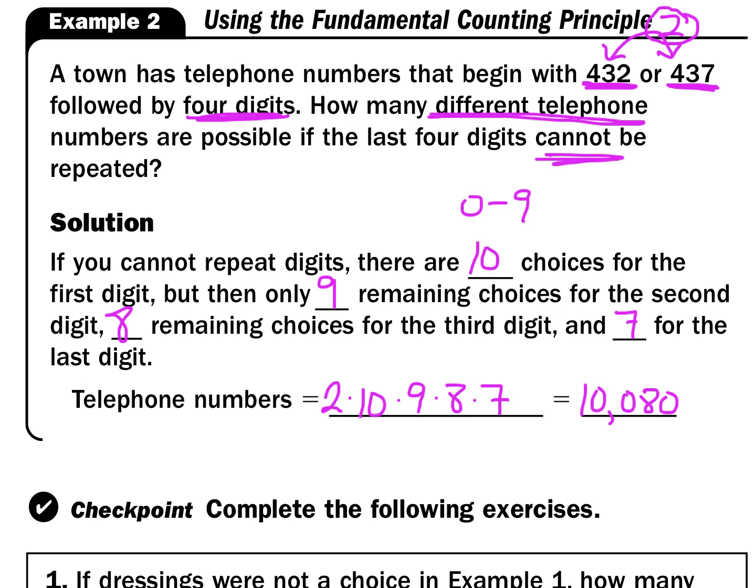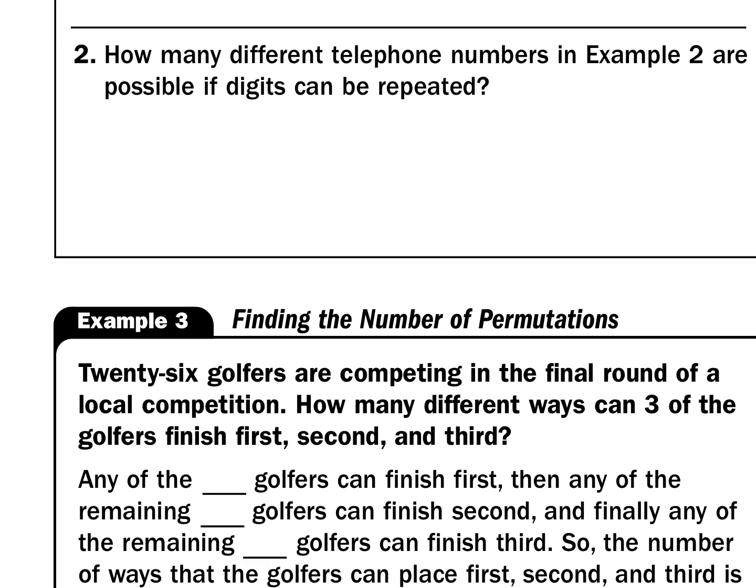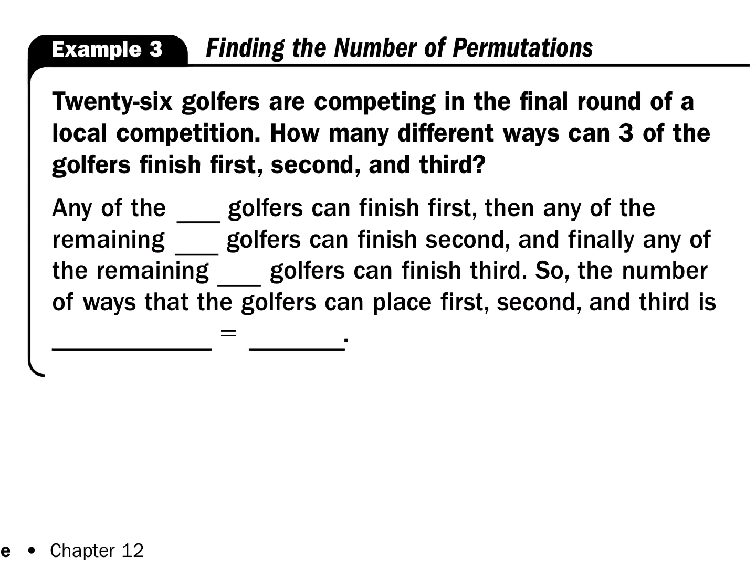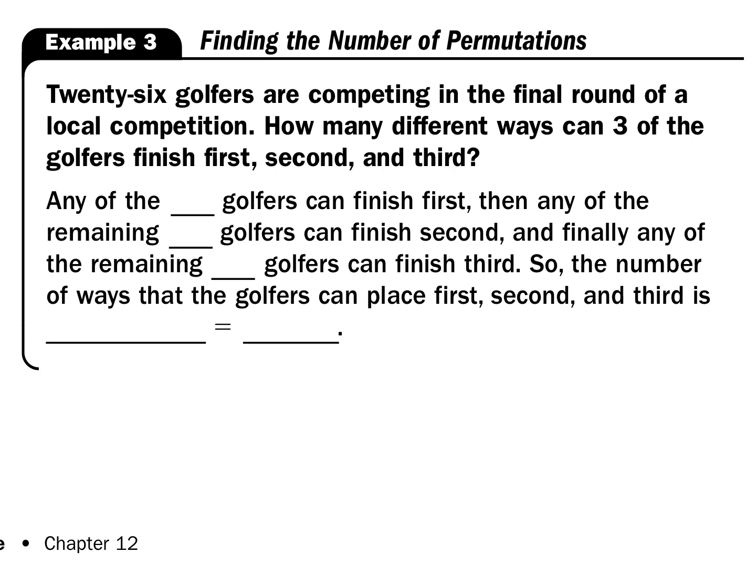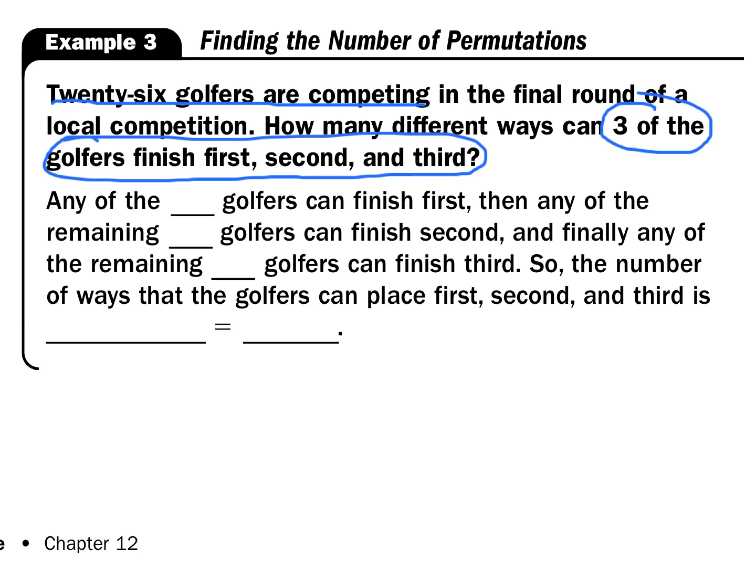Now, the last thing that we're going to talk about for part 1 is what are called permutations. This is how things can happen in particular orders. In this case, we're talking about 26 golfers in a competition. How many different ways can 3 of the golfers finish first, second, and third? So we're going to take 3 out of the 26 golfers and put them in first, second, and third place.